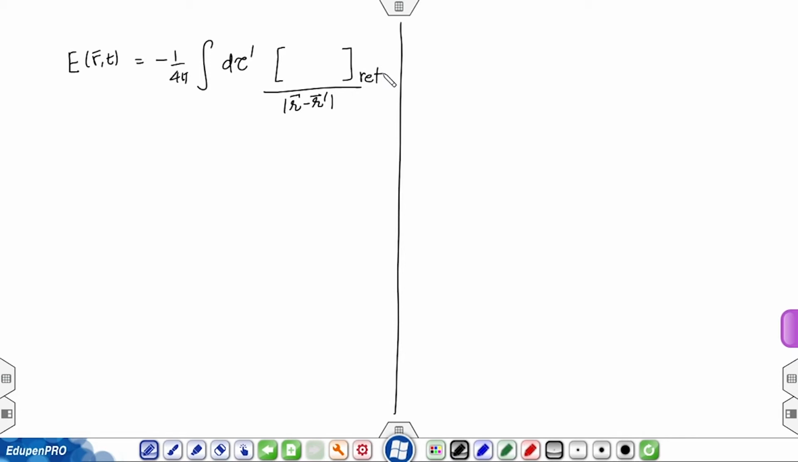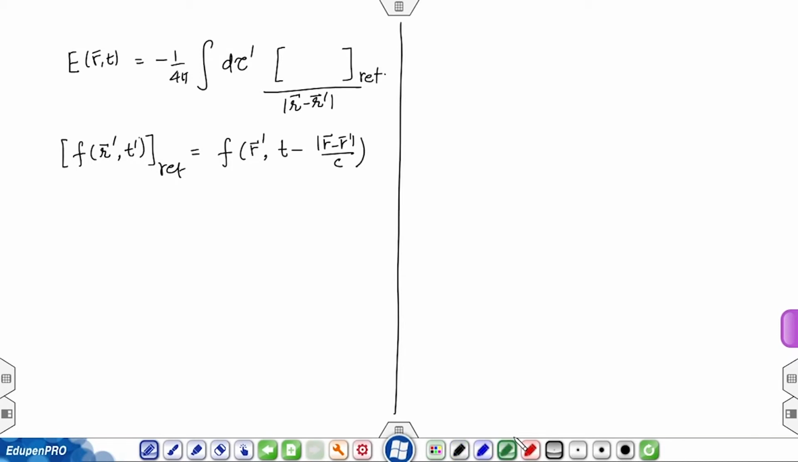What it means is, when I write a function f(r prime, t prime) retarded, it means this is equal to f(r prime, t minus r prime over c). This is what we are doing when we are writing our equations.